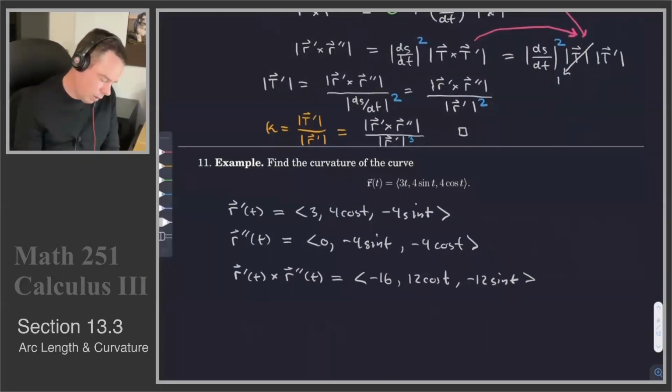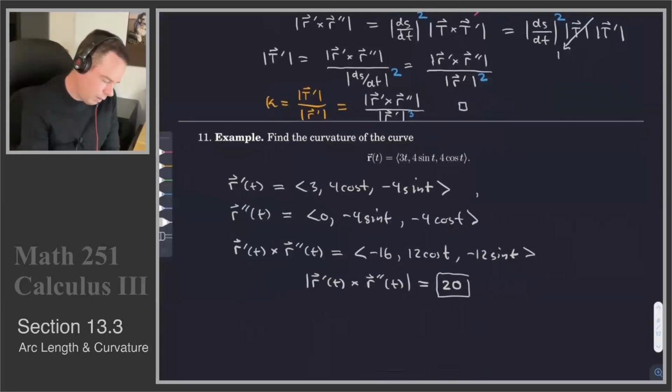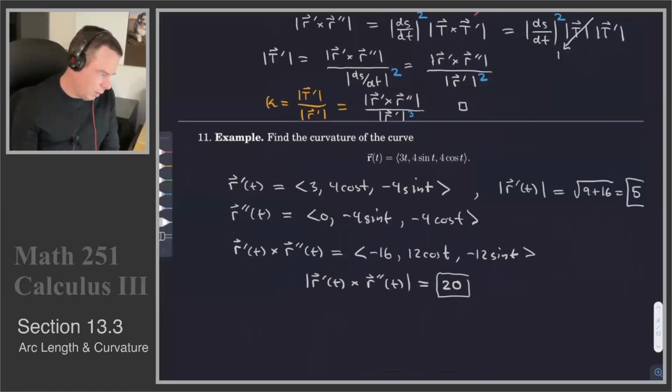In particular, we're interested in the magnitude of this cross product. We can find the magnitude of it, and that works out to be 20. So that's one value we need. The other thing we need is the magnitude of r prime of t, because that's going to be in our denominator. The magnitude of r prime of t is root 9 plus 16, or 5. So that's the other value we need.